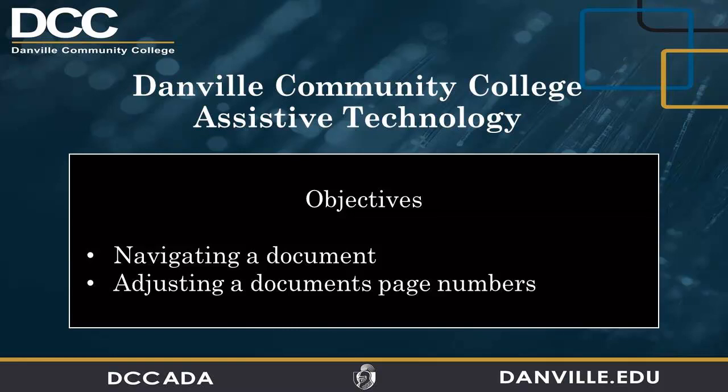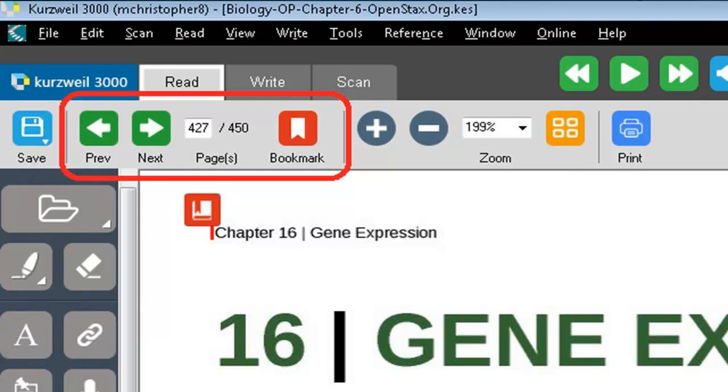of a document. Before we demonstrate how to adjust a document's page numbers, you should familiarize yourself with the page navigation controls located on the Reading ribbon, while under the Read tab. The Reading ribbon is displayed by first clicking on the Read tab. The page navigation controls are located to the left side of the Reading ribbon.